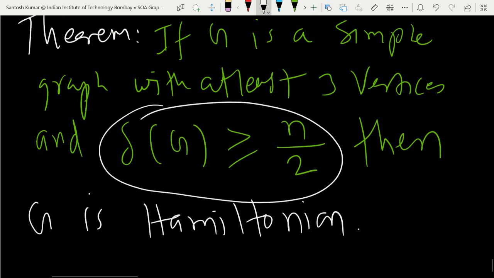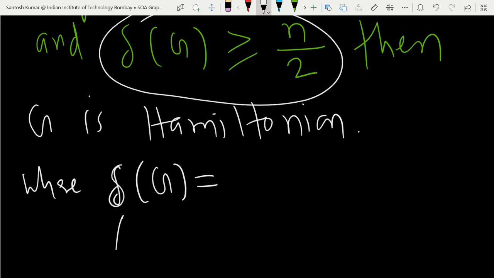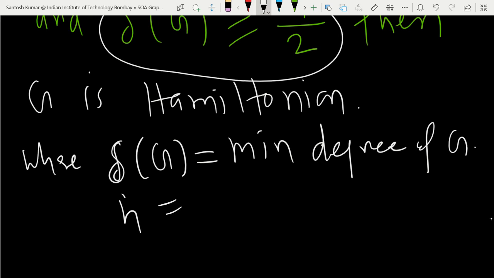Where, what is the meaning of delta G? Small delta G is the minimum degree. It's the minimum degree of the graph, or minimum degree of a vertex. And n is the order of the graph, or number of vertices.